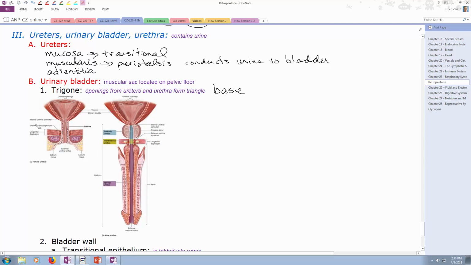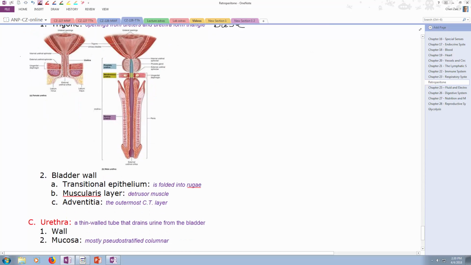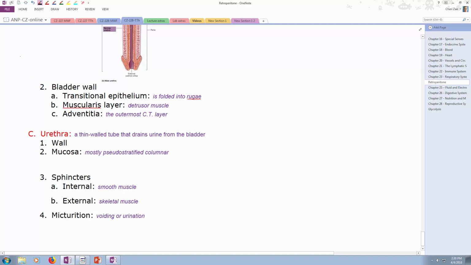Again, erase all that for you. Let's go down to the notes and see what we have to review before we finish this material. Bladder wall, indeed, transitional epithelium folded into rugae when it is empty. When it is full and distended, just like the stomach, the rugae actually seem to disappear. We have a muscularis layer, which is indeed smooth muscle, and the muscle of the bladder is very special.